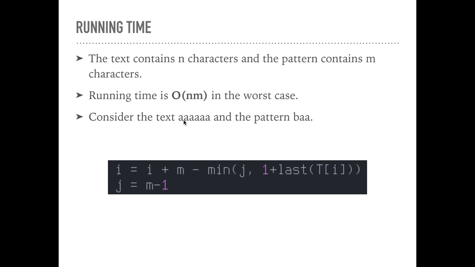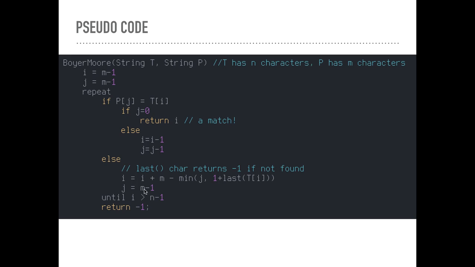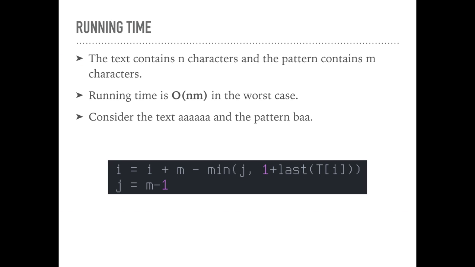Consider the text 6 A's and the pattern BAA. I've just highlighted here this section of the code. This is what's going to happen when we don't make a match. Everything else is pretty easy. We make a match, let's just scoot backwards or return that we're done. This is the little bit difficult part. When we don't make a match, what are we going to do? So let's look at this worst case.